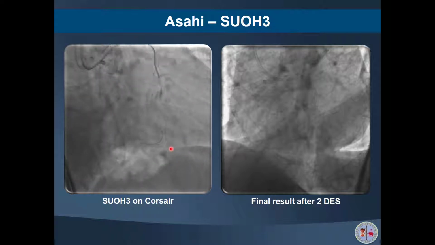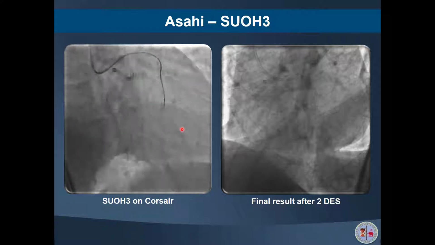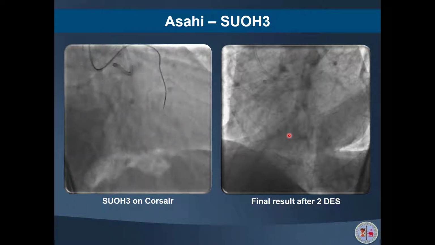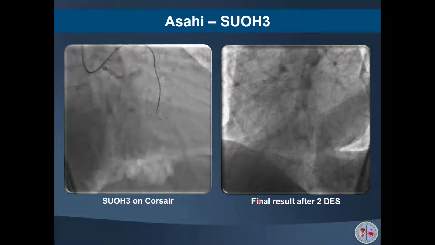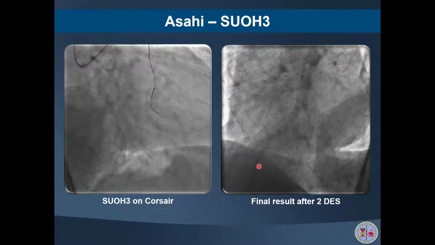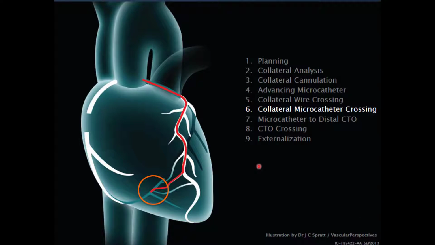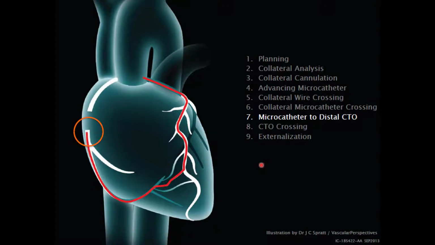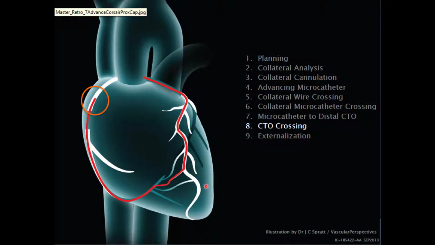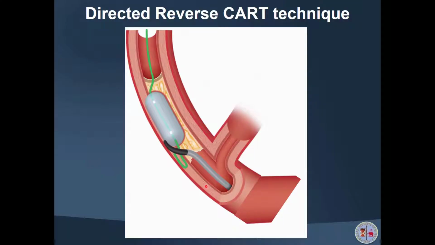Then, of course, we need to know that a microcatheter should reach the distal CTO, and then comes the strategy. The strategy most employed nowadays is the directed reverse CART, where basically the balloon is inflated in the antegrade fashion, and then the microcatheter is aimed with a new one-to-one wire like Gaia directed to the dilatation, and then getting into the opening of the proximal cap.